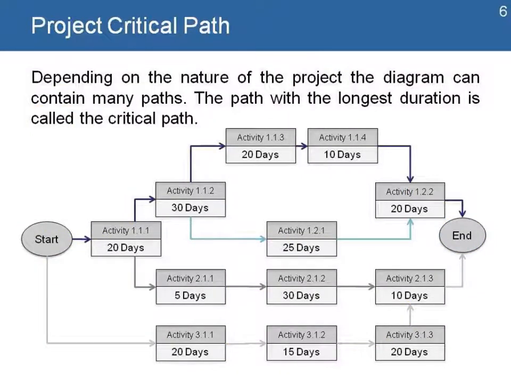Depending on the nature of the project, the diagram contains many paths. But the path with the longest duration is called the critical path, and we'll explain it later. So we have here in our network diagram the duration of each one of those activities, and we calculate the duration for each one of those paths. The path with the most number of days is the longest duration and is called the critical path.